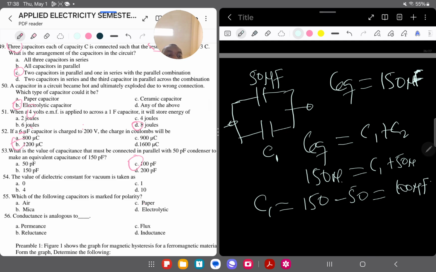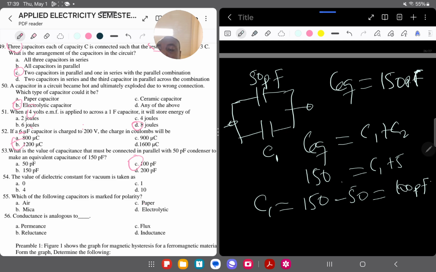Pico rather. Here is pico. Let me make this pico rather. They are expressed in pico. So here will be pico, and here will be in pico as well. So the answer here is C.